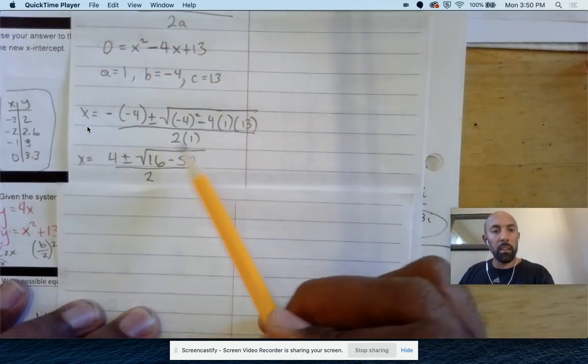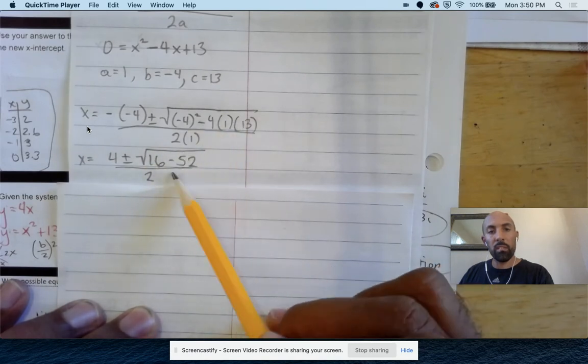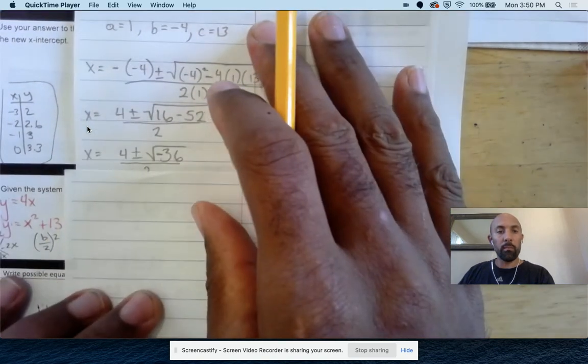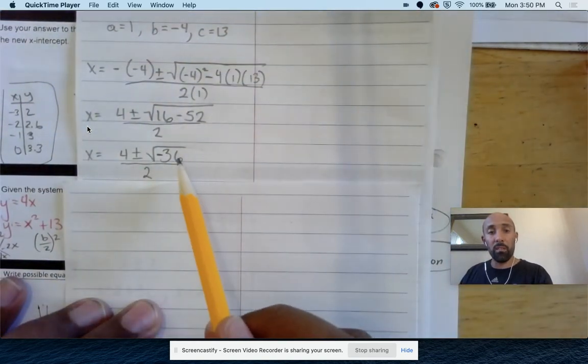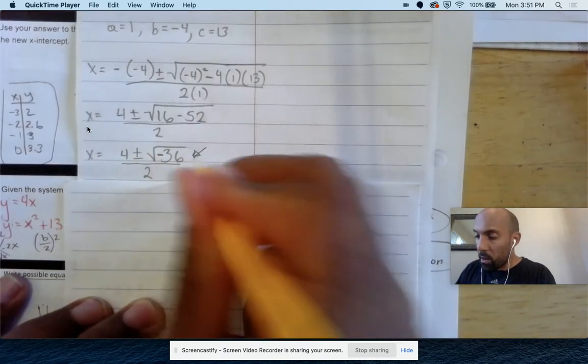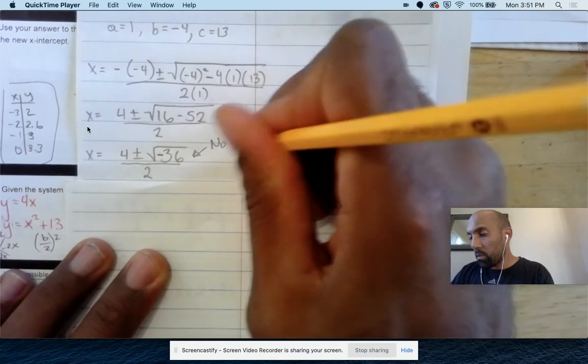You do negative times negative, so you get a positive. That would be 16. -4 times 1 times 13 is -52, and then you subtract those, and you get -36. Now, right there, as soon as you see a negative in a square root, you know right away, no real solution.